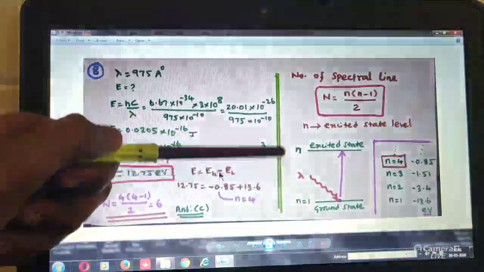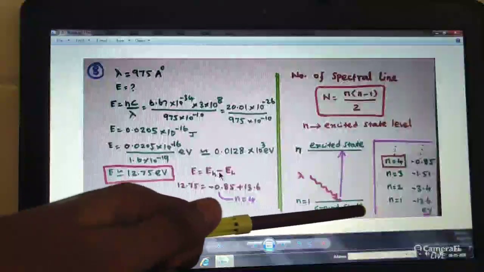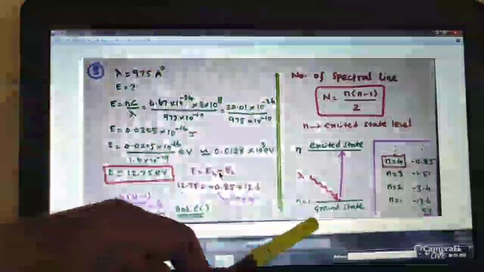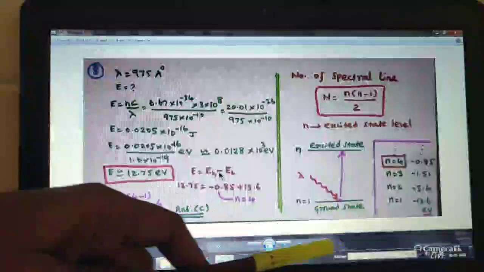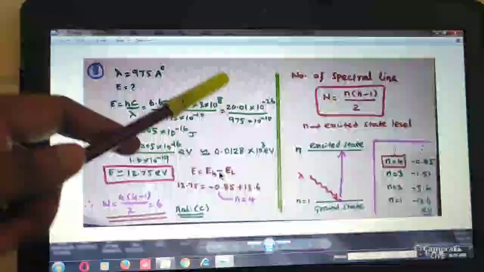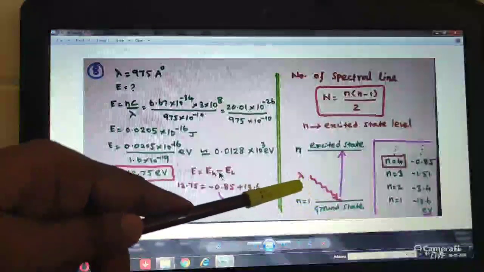What is given in the question? One hydrogen atom, which at present is in the ground state. Now we pass the wavelength on the hydrogen atom. After that, the hydrogen atom absorbs the energy from this photon.